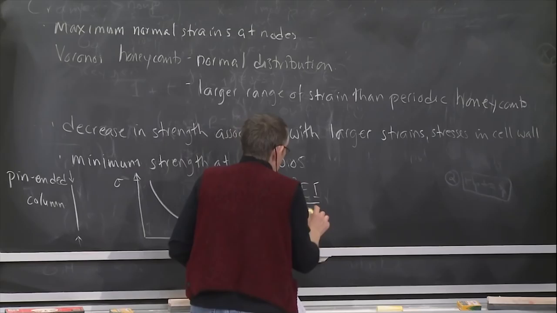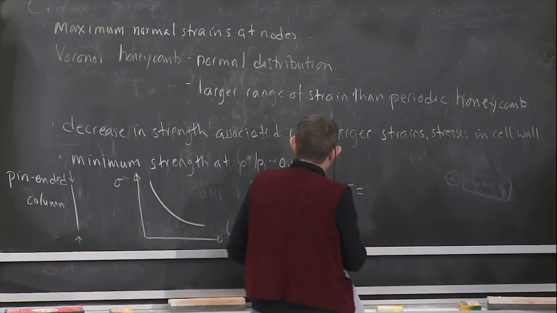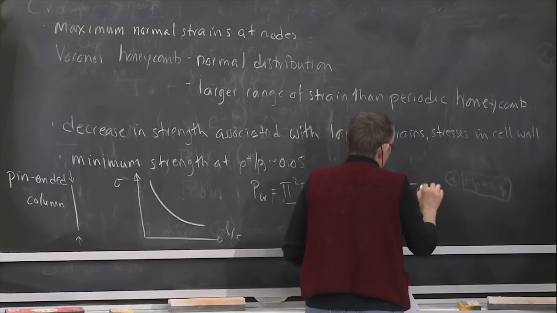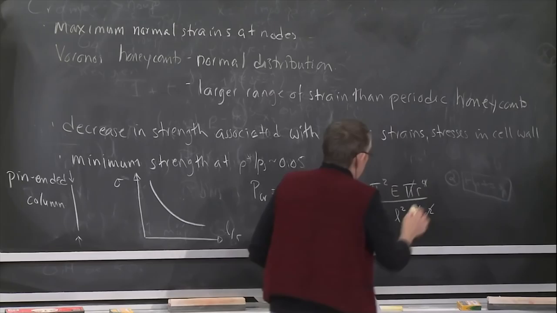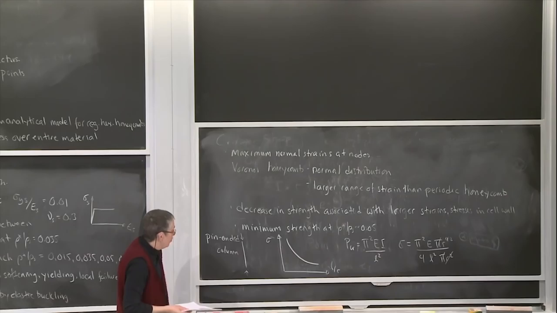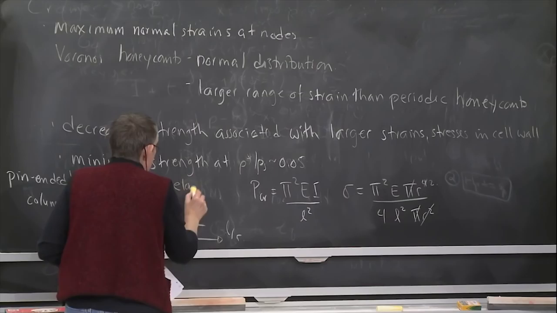And if we get the stress, then it's going to be that divided by the area of the column. So it's pi squared E, moment of inertia is pi r to the fourth over 4, over L squared. And then the area is pi r squared. So it goes as r over L squared, or 1 over (L over r) squared. So this would be the Euler buckling. So that's elastic buckling.